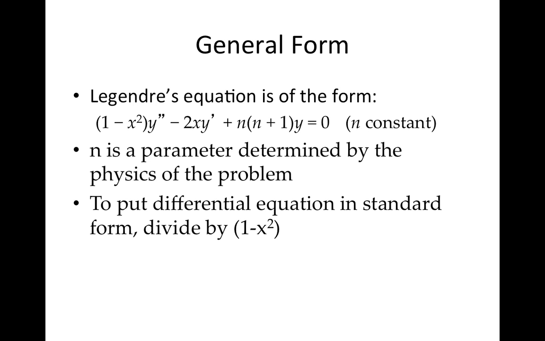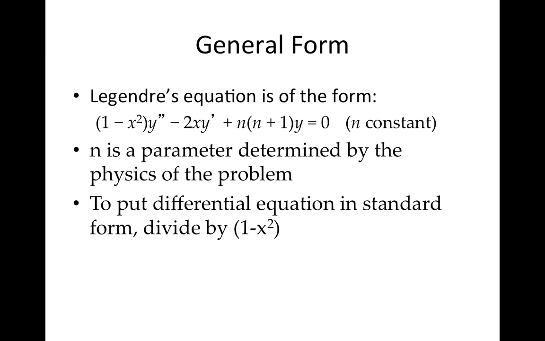So this is what the general equation looks like, and n is a parameter that changes depending on what the physics of the problem is. So n's a constant. We're going to leave it as a constant in this particular derivation for a while because it just depends on what physical problem you're solving.